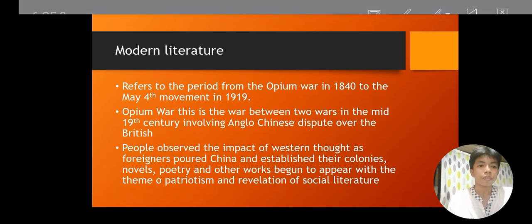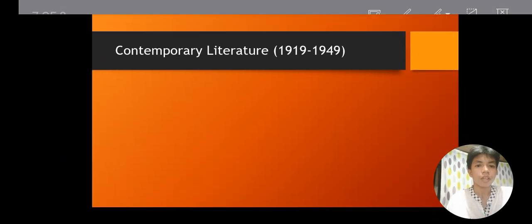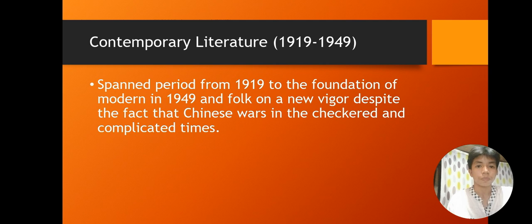And next, contemporary literature. It spanned the period from 1919 to the founding of modern China in 1949 and focused on a new vigor despite the wars and the checkered and complicated times. So, contemporary Chinese literature thrived despite turmoil, embracing new vitality amidst war and social upheaval, from the May 4th movement to the founding of the People's Republic of China.